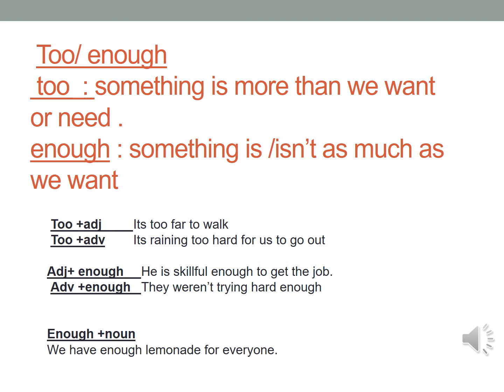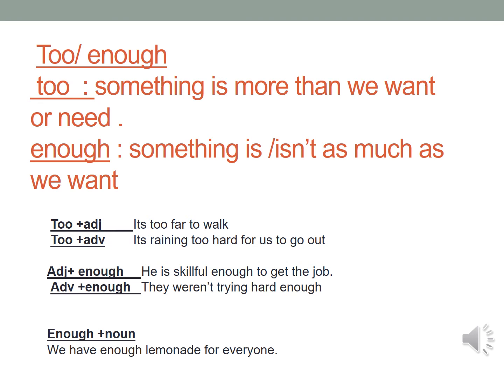We have also "enough," but here we put the adjective or the adverb before enough. Like the example, he's skillful enough. We have here skillful, the adjective, and then we have the word enough. What about the adverb? The second example: they weren't trying hard enough. Where is the adverb? It's hard. Then we put enough: hard enough. They weren't trying hard enough.